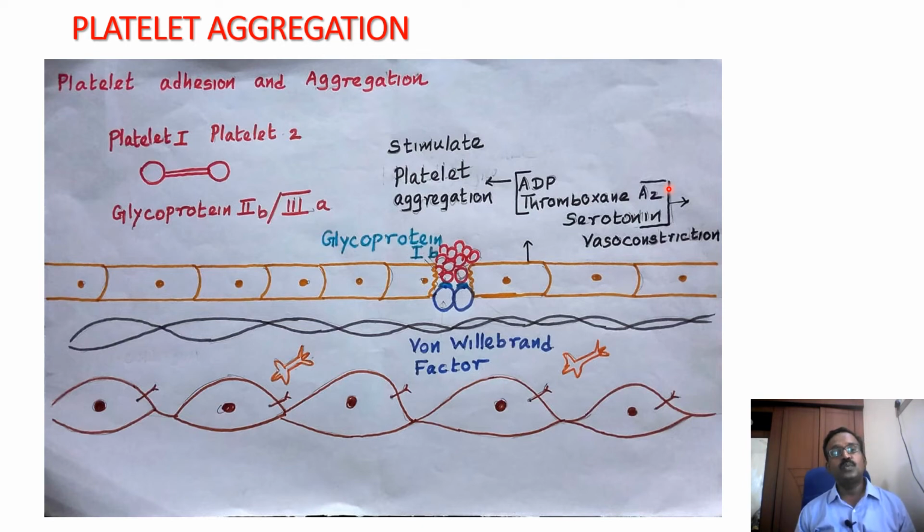So the platelet adhesion is due to the von Willebrand factor and glycoprotein 1b, and aggregation is due to the ADP and thromboxane A2, which form the temporary platelet plug.